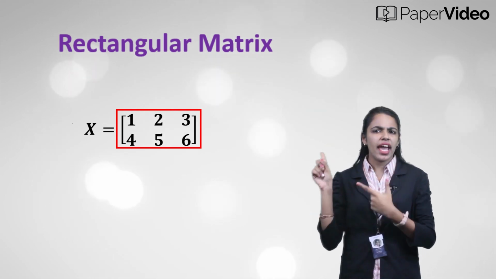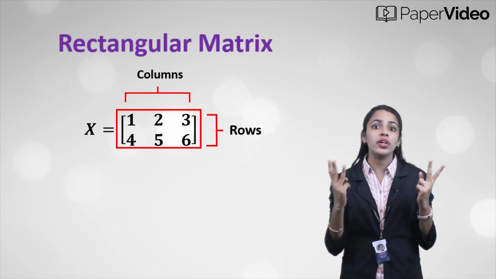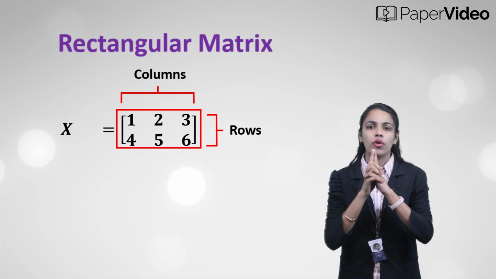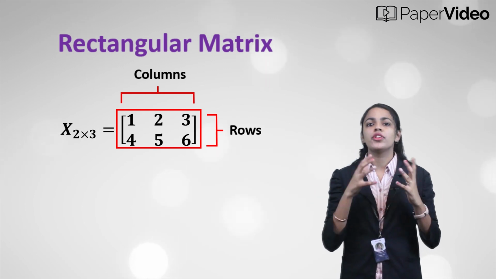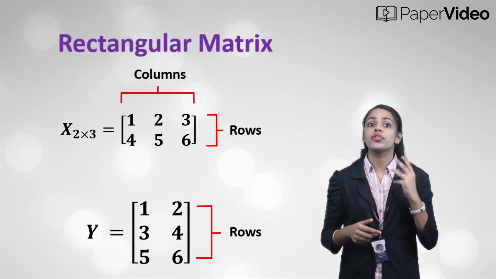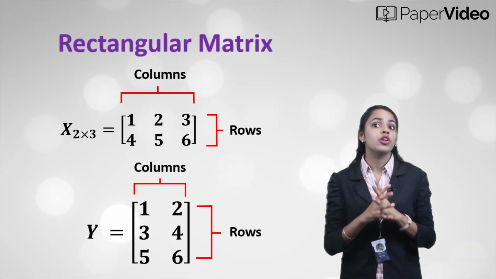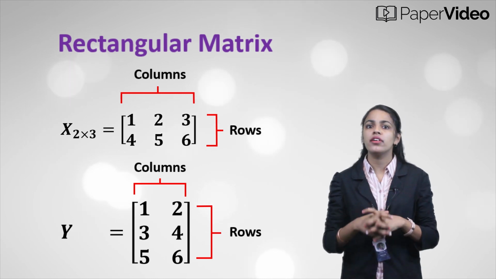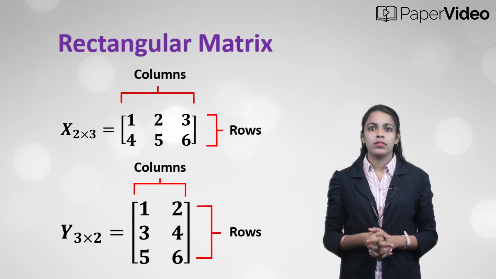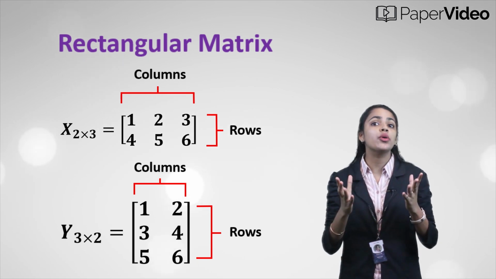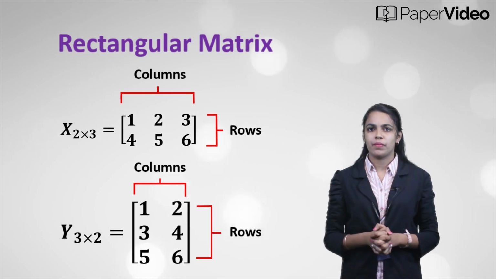Here, matrix X has 2 rows and 3 columns. So, matrix X is a rectangular matrix of order 2 into 3. Similarly, we have matrix Y having 3 rows and 2 columns. So, matrix Y is a rectangular matrix of order 3 into 2. So, in a rectangular matrix, we have unequal rows and columns.